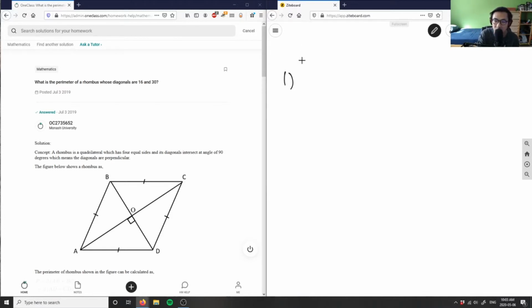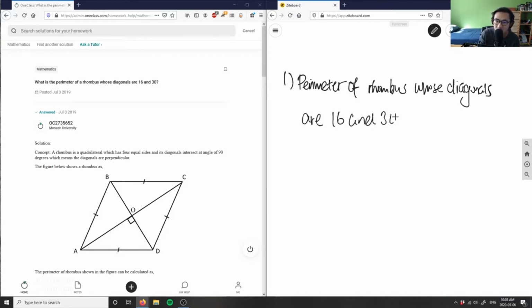So I'm asking for the perimeter of a rhombus whose diagonals are 16 and 30. Like they drew over there, you have a rhombus, and then you have diagonals that go from each corner. They all intersect at 90 degrees, right? So all these angles are 90 degrees, and they all make right angles.